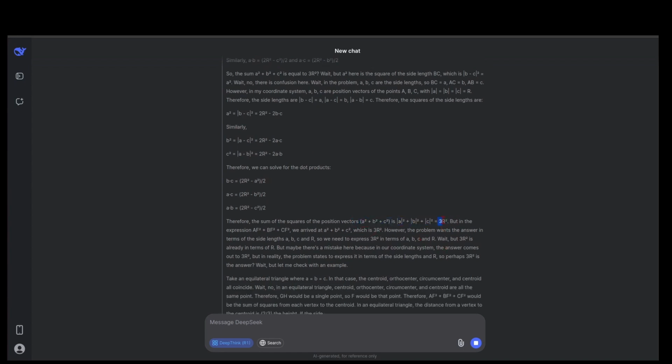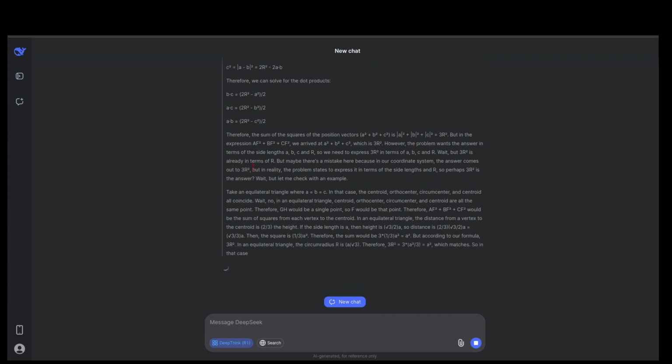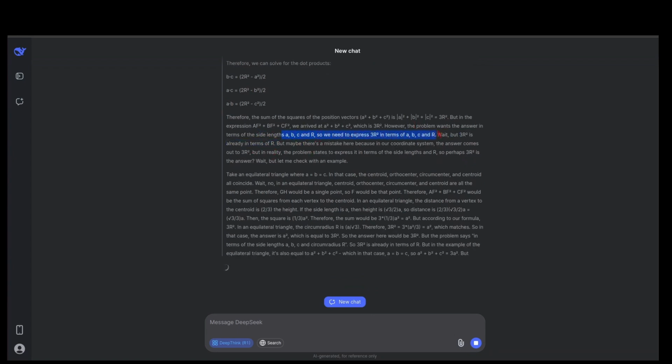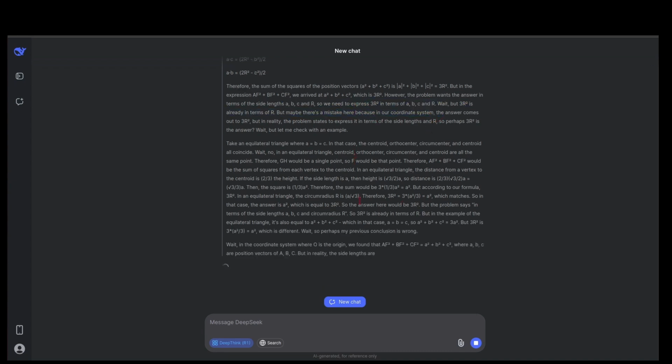Basically, we can see that it says it's 3R squared, but it goes on saying that, however, the problem wants the answer in terms of the side lengths A, B, C, and R. So we need to express 3R squared in terms of ABC, and it keeps going on and on. It need not, because the answer is 3R squared.